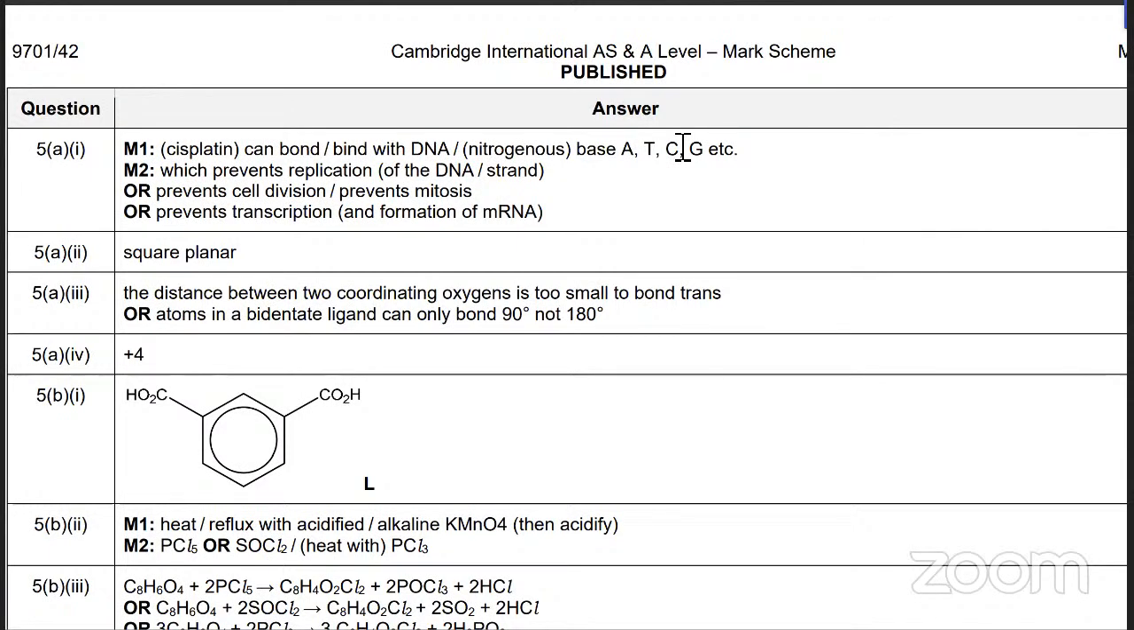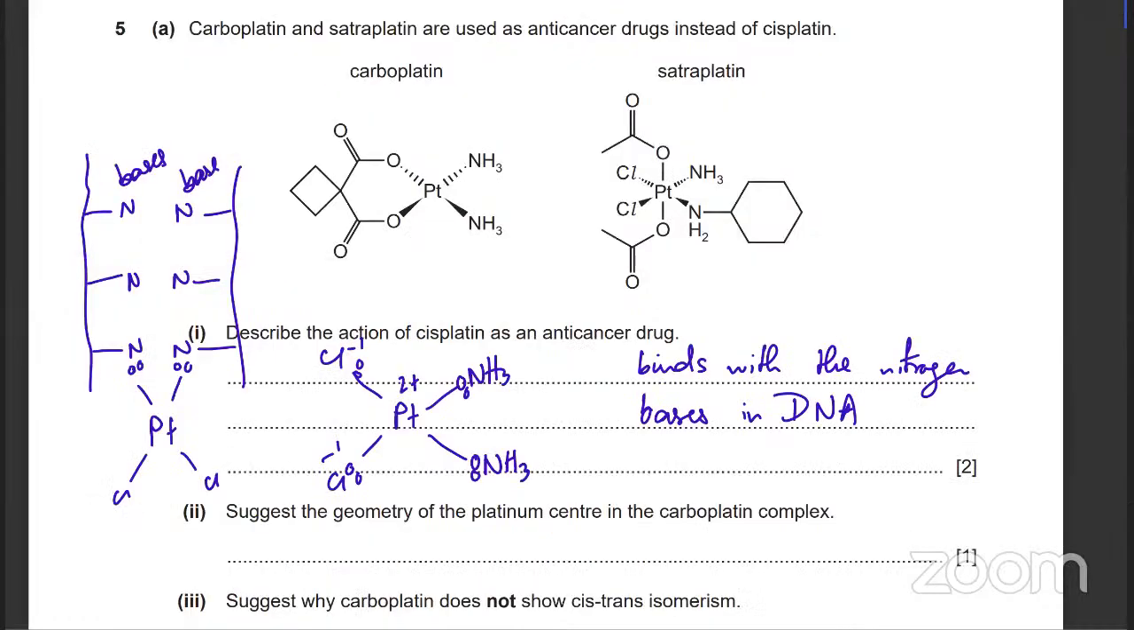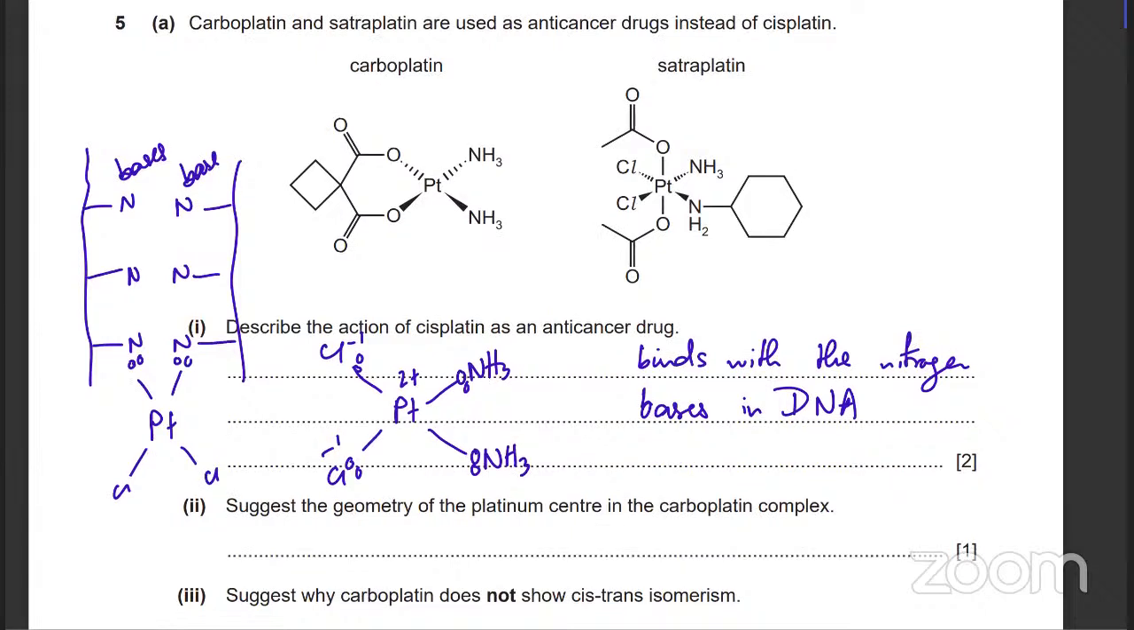I mean, the 4 bases, adenine, thymine, cytosine, and guanine, ATCG. And it prevents the replication of the DNA. That's about it. You don't have to write a lot of detail about that. Moving to the next question. Just remember, cisplatin is an anti-cancer drug.